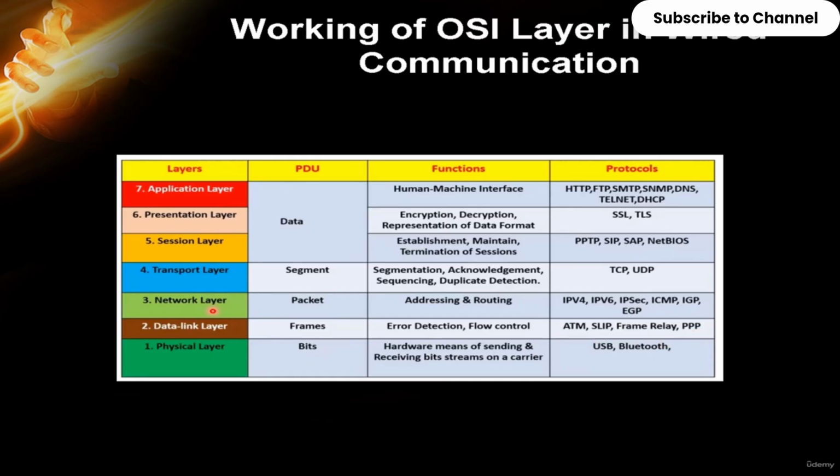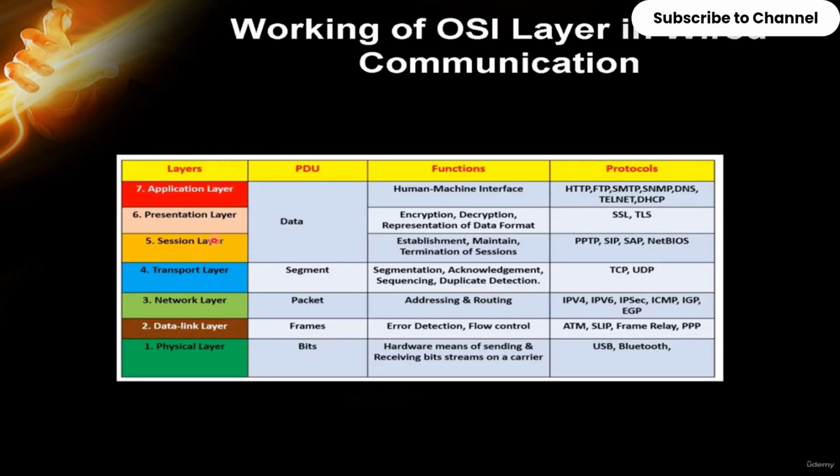Next, in the network layer, the bits and frames are converted into packets. The functions are addressing and routing the packets from sender to receiver. Various protocols used are IPv4, IPv6, IPsec, ICMP, IGP, EGP. In the transport layer, the packets are segmented into small pieces. We can say it is fragmentation. The functions of the transport layer are segmentation, acknowledgement between sender and receiver, sequencing, meaning numbering the packets, and duplicate detection. The main protocols used are TCP and UDP.